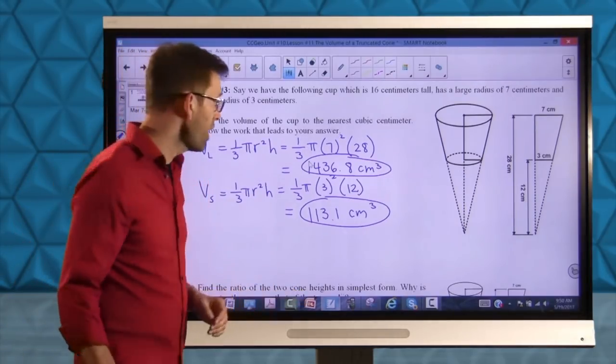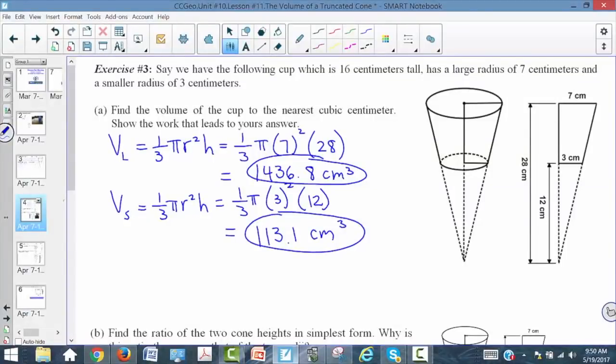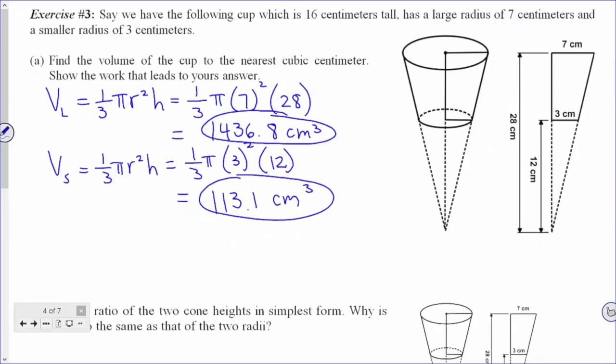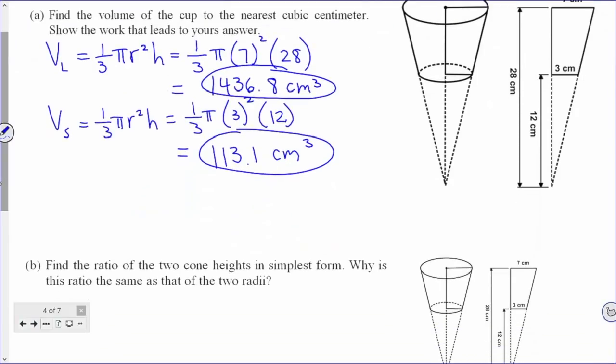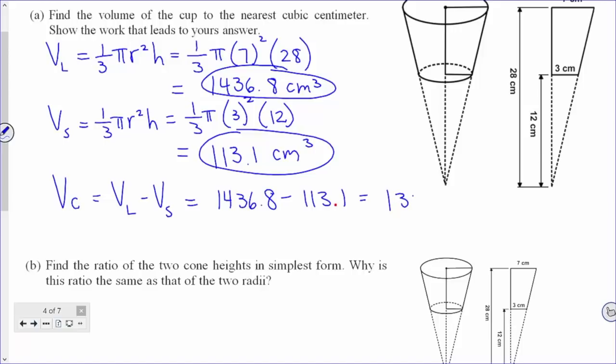So to get the volume of the cup, simple enough, all we're going to do, let's go back into this now. We're simply going to take those two volumes. Let me call it volume C for cup. That's the volume of the larger cone minus the volume of the smaller cone. Simply 1,436.8 minus 113.1, and we end up getting 1,324.